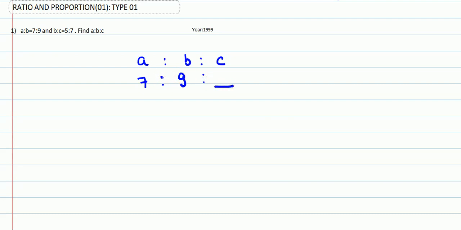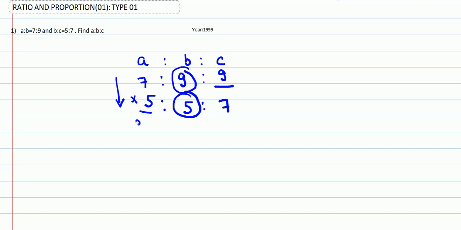And it says B is to C is 5 is to 7, then B is to C is 5 is to 7, and then a blank here. Now all we are going to do is to copy the very same number in the blank adjacent to it. We are going to copy this 5 in this blank, and we are going to multiply the numbers in downward fashion. That means 7 is going to be multiplied by 5, 9 by 5 and 9 by 7 respectively.